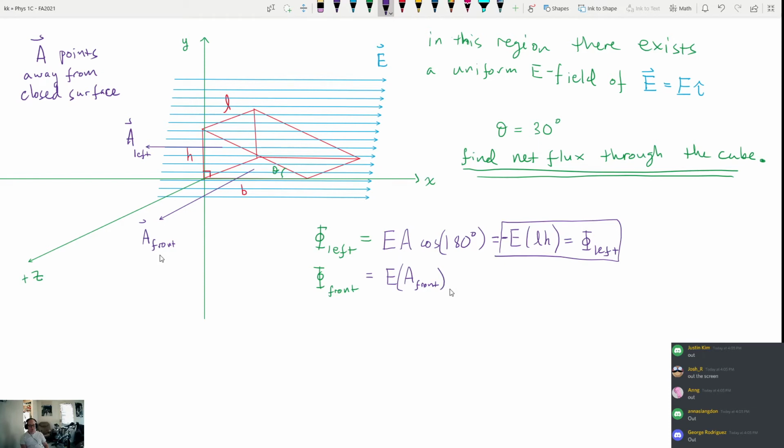And now, what do I put in here? What's the angle between the two of them? This is the angle between E, yeah, it's 90, right? The electric field points to the right. The area vector in the front points out. So it's a right angle. It's hard to see, but that's a right angle right there. So it's 90 degrees. And what's the cosine of 90? It's 0. So the flux through the front is 0.